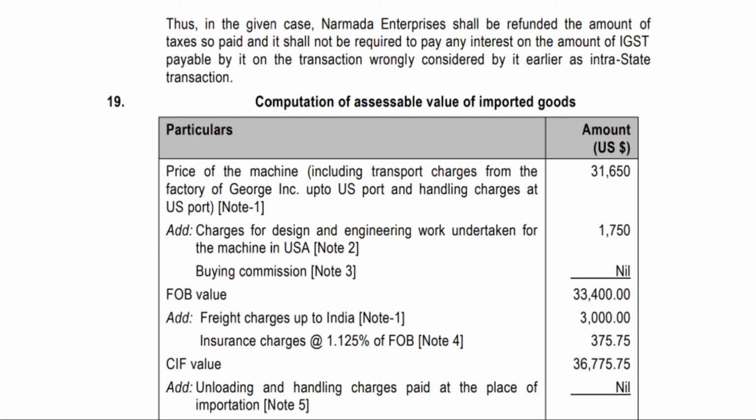36,775.75. And unloading and handling charges we are not going to add, because by virtue of Rule 10, sub-rule 2 of CVR, only charges incurred for delivery of goods to the place of importation are included in the transaction value. So the loading, unloading and handling charges associated with the delivery of the imported goods at the place of importation are not to be added to the CIF value of the goods.